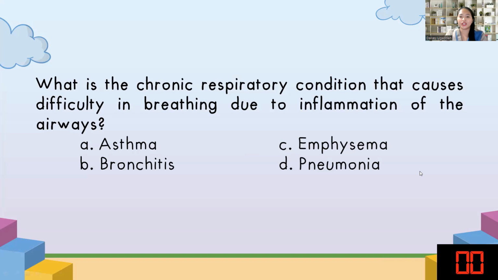Alright, so the clue word here is the inflammation or pamamaga of the airways. Okay, so this is an example of chronic obstructive pulmonary disease. And the answer to this one is letter A, asthma.